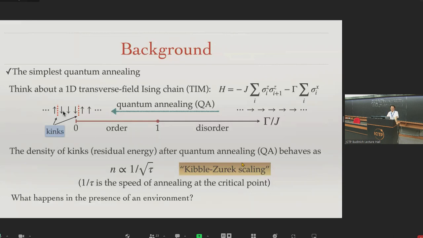The number of kinks, or the density of kinks, follows this scaling with respect to the speed of quantum annealing, which is given by tau. This tau is the annealing time. This is called the Kibble-Zurek scaling and is very famous. Our question is: what happens to this scaling in the presence of a thermal environment?